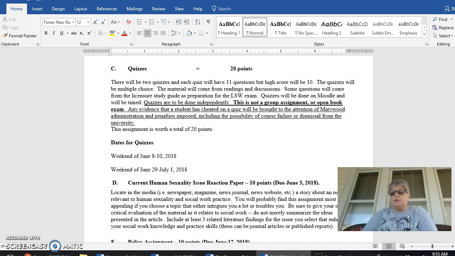I will also post a study guide the week of the quiz telling you specifically what to focus on in the readings, because the majority of it will come from the text. There may be a little bit from some of the outside readings that I post, but you will know very clearly what to study for the quiz.